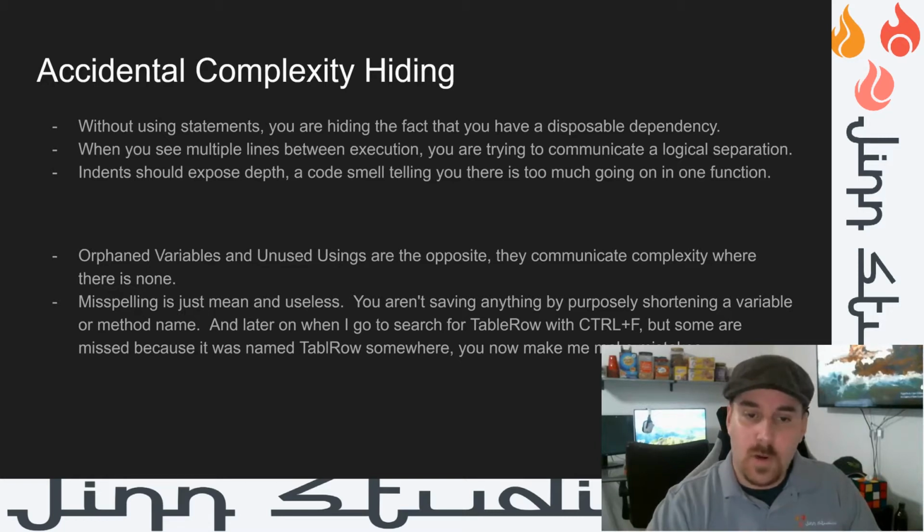I frequently find 20-line methods that were too complicated for somebody else to refactor because of orphaned variables, where that method could be refactored into 1 or 2 lines. Misspelling is just mean and useless. You aren't saving anything by purposely shortening a variable or method name. And later on, when I go to search for table row with Control F, but some are missed because it was named TABLROW somewhere, you now make me make mistakes.